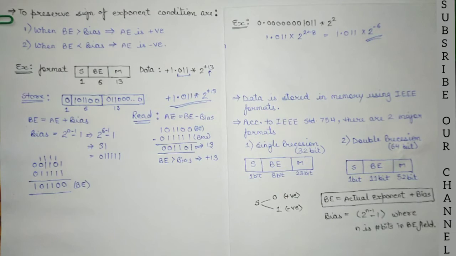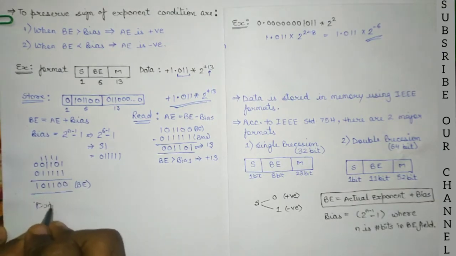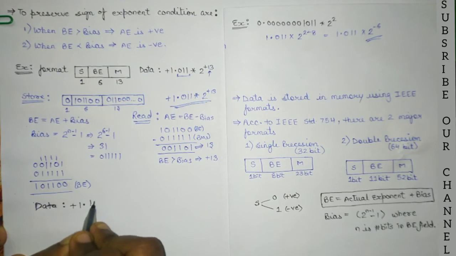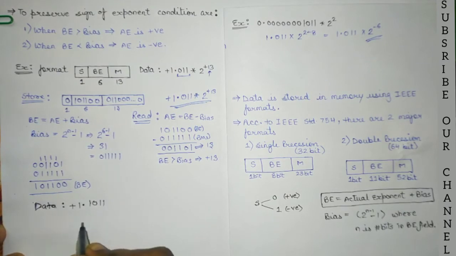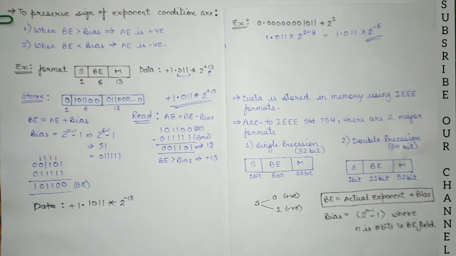So now I will be discussing one more data. So let me take the data. If the data is plus 1.1011, right? If it is 1.1011 into 2 to the power minus 13. So I am taking a negative exponent this time, so that you can have a clear idea how to work with the negative exponent as well.